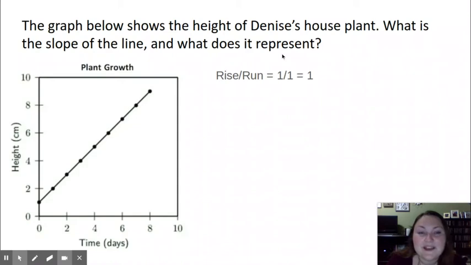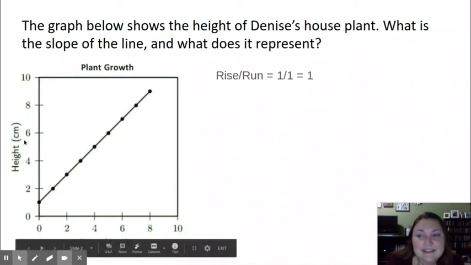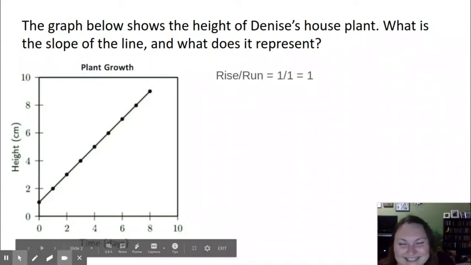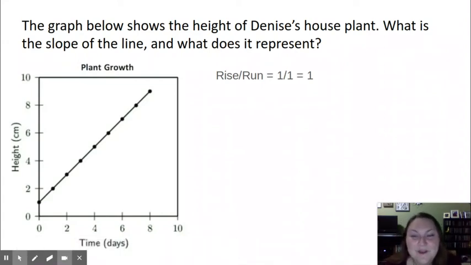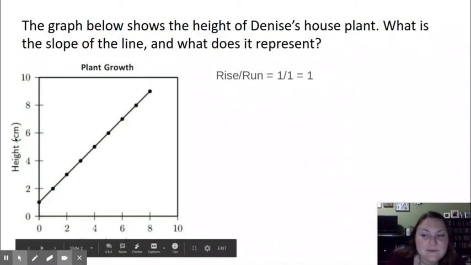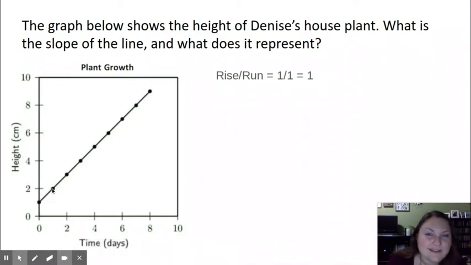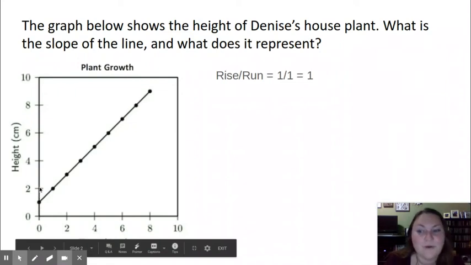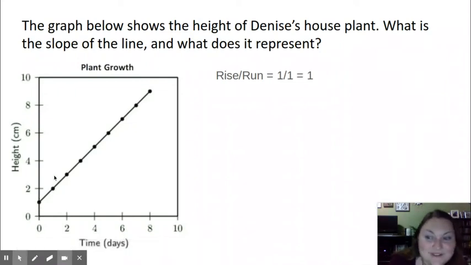Now, when it comes to what that slope represents, it's really important that you're paying attention to the labels on the graph. So this over here is showing the height of the plant in centimeters, and that x-axis at the bottom, if that little gray bar would go away, you would see is showing the days or the time. So when we're rising 1, running 1, we are rising 1 centimeter and going over 1 day. Another way you can think of that is it's going up 1 centimeter in 1 day. An easy way to say that is it's just growing a centimeter a day.